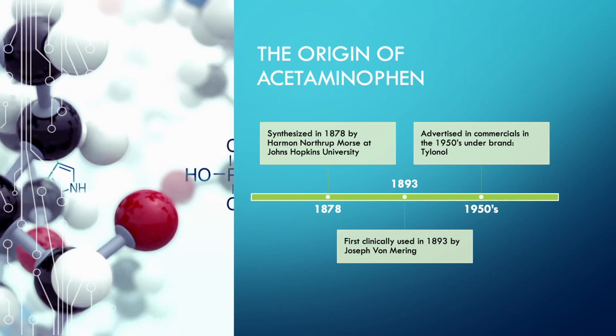A little bit about the history of acetaminophen. It was first synthesized in 1878 by Harmon Northrop Morse at Johns Hopkins University. It was first clinically used in 1893 by Joseph von Mering, and around the 1950s, it started to become advertised in commercials under the brand Tylenol, which is very popular today.